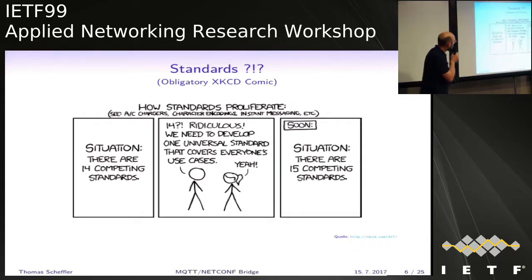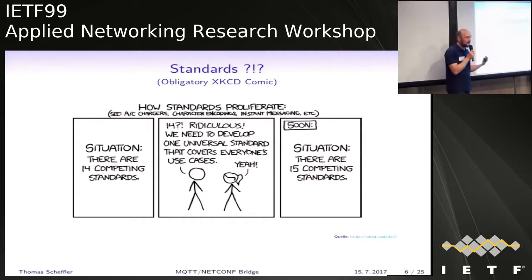So the obvious XKCD comic here is that everybody talks about building new standards, and it doesn't work to go to this scene and say, oh, we build a new standard, because what will happen is that we only have one more, and in the end, we get much more confused. And by the way, 15 competing standards in the IoT domain is a ridiculously low number. You've got many more than this. So that's the current situation, or at least how I perceive it.